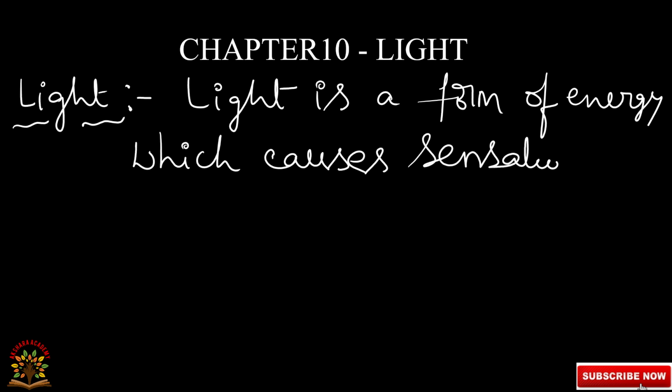So, what is light? Light is a form of energy. What is energy? Capacity of doing work is called energy. So, what is light? Light is a form of energy which causes sensation of vision.